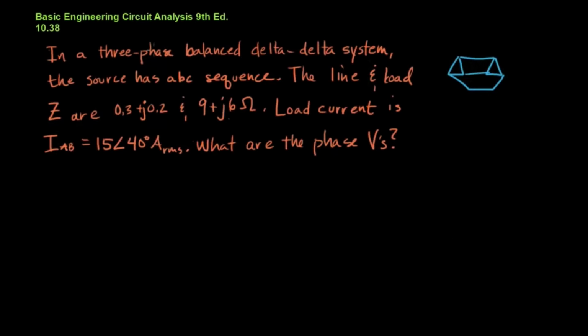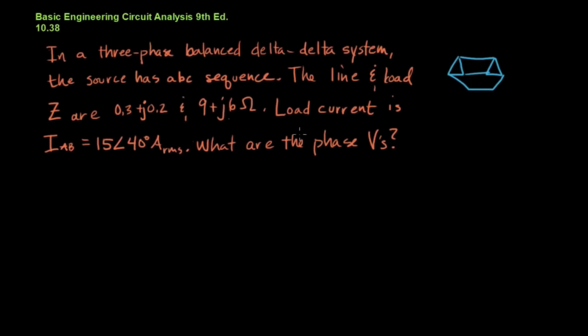Okay? It has an ABC sequence. That's giving us key information about labeling or about assigning the phase angles at the very end of the problem. So we'll come back to the sequencing at the end. Then we're given a line and a load impedance, and those are just for drawing into our circuit.